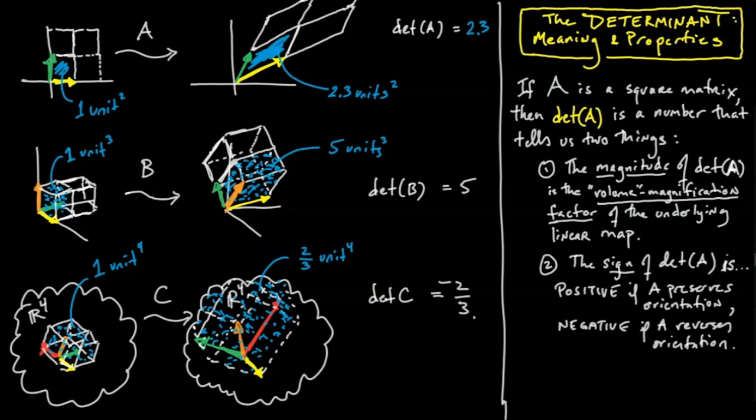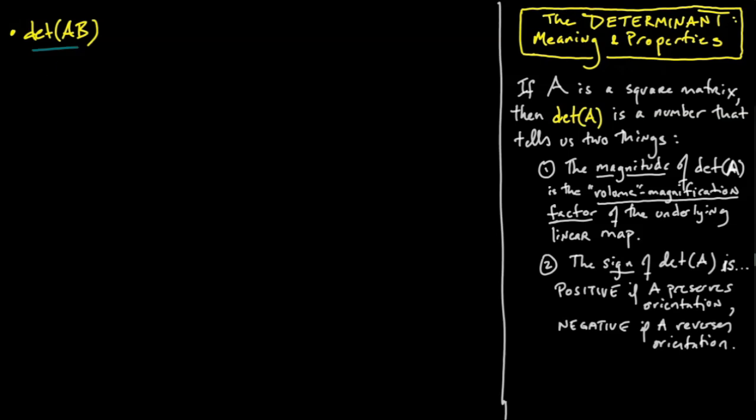It gives us a sense of how space is being scaled, how volumes in that space are changing under the effect of a linear transformation. But now we need to turn to some properties of the determinant. One important property concerns the determinant of a product, and it turns out that the determinant of a product is the product of the two determinants, and we want to understand why this is so.